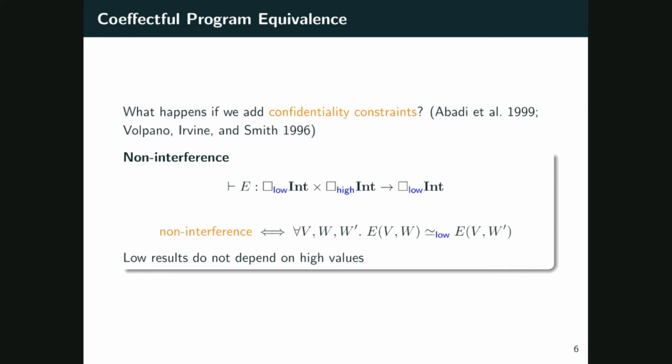And another kind of example, along the same line, comes from confidentiality constraints, which have been deeply investigated in the last decades, in which we may have, for instance, programs that manipulate integers, which are either low-level security integers or high-level security integers. Program equivalence for these kinds of languages has been used to model non-interference, which essentially means that low results do not depend on high values.